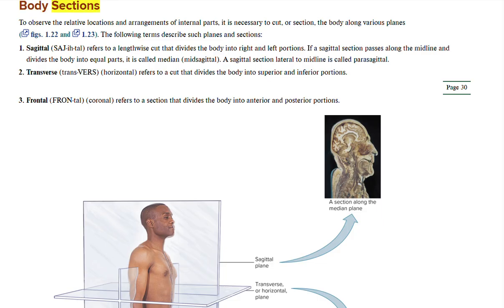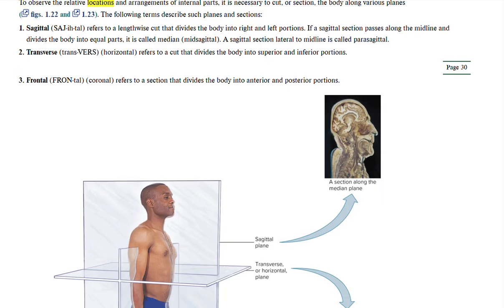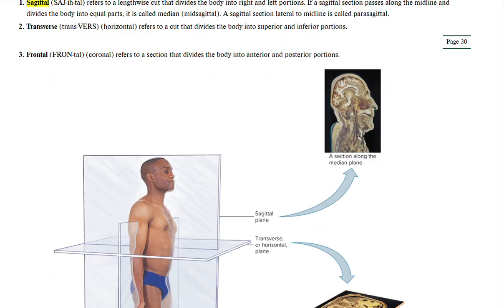Body sections. To observe the relative locations and arrangements of internal parts, it is necessary to cut, or section, the body along various planes, figures 1.22 and 1.23. The following terms describe such planes and sections. Sagittal refers to a lengthwise cut that divides the body into right and left portions. If a sagittal section passes along the midline and divides the body into equal parts, it is called median, mid-sagittal. A sagittal section lateral to midline is called parasagittal.